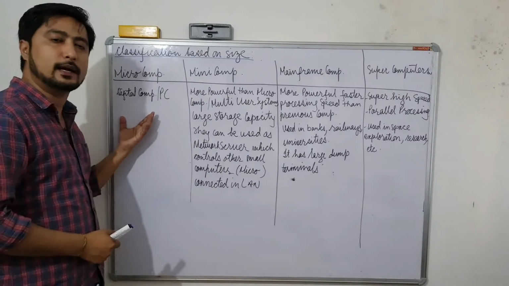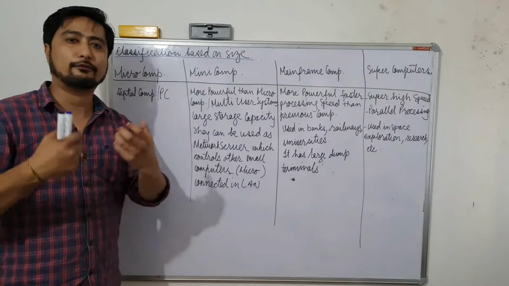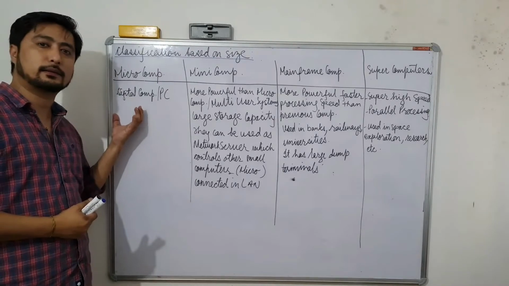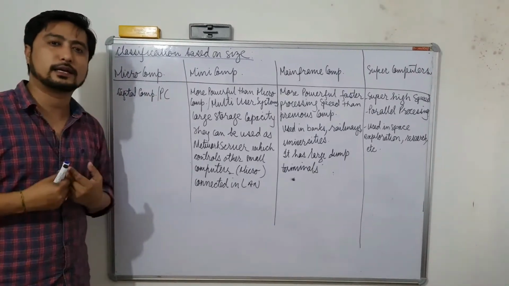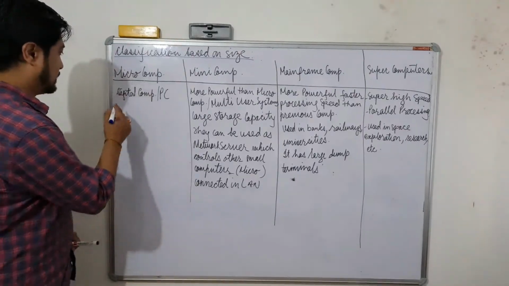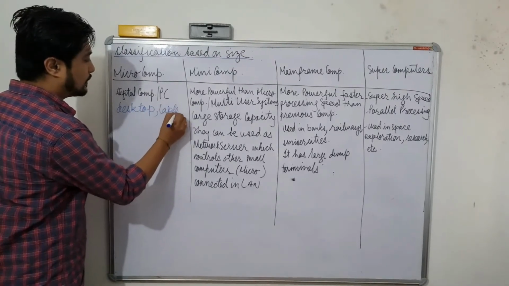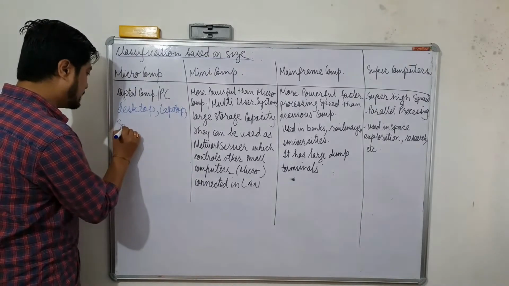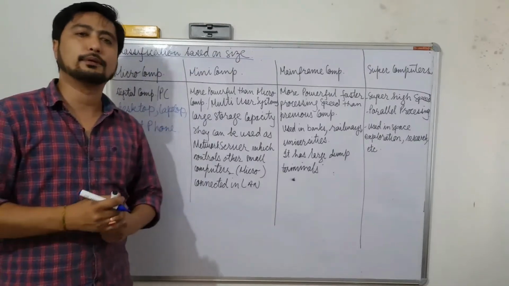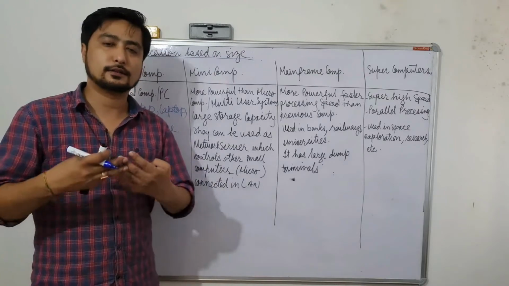The first one is the microcomputer, the smallest computer, the computer that we use at our home. It is also known as the digital computer, or the computer that we use in our day-to-day life, and that is known as a personal computer, desktop or laptop, or even the smartphone. These are some examples of microcomputers which we use in our daily life.